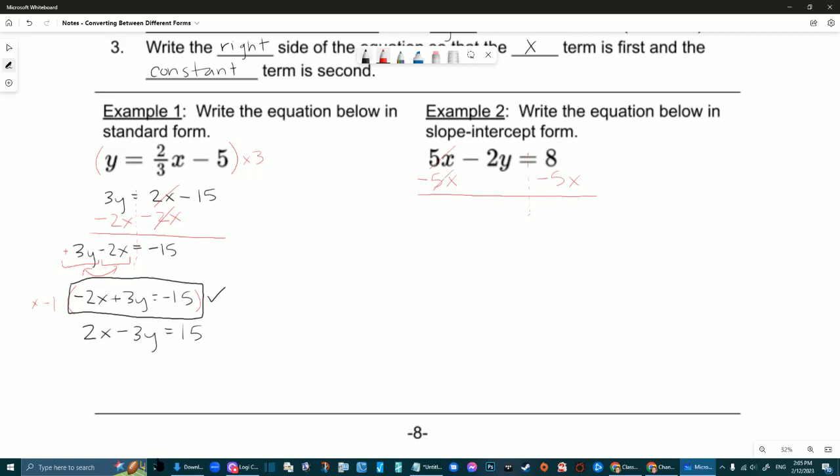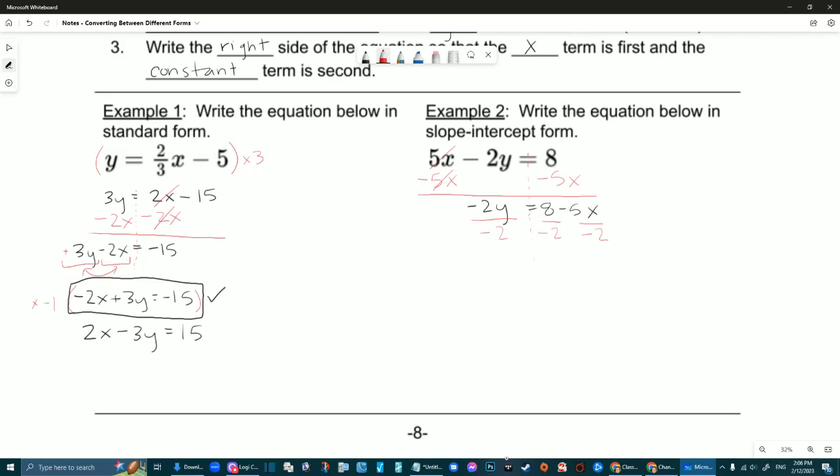So that zero pair cancels, and I get minus 2y equals 8 minus 5x. Getting closer, but we know slope-intercept form, the y should not have a coefficient. So that's my next step. I'm going to divide everything in the equation by the coefficient on the y term. And that's going to do some interesting things.